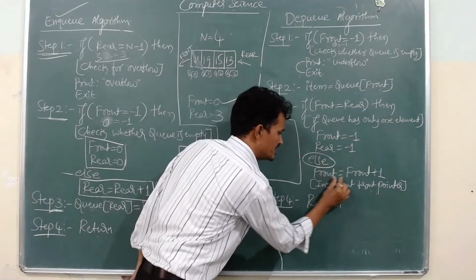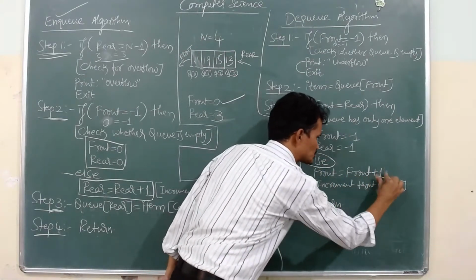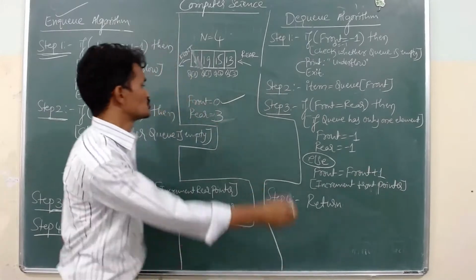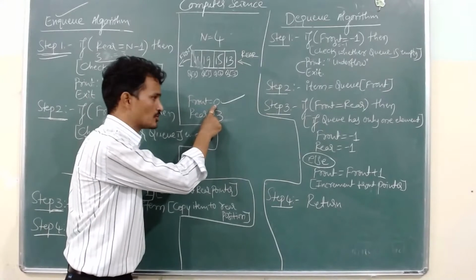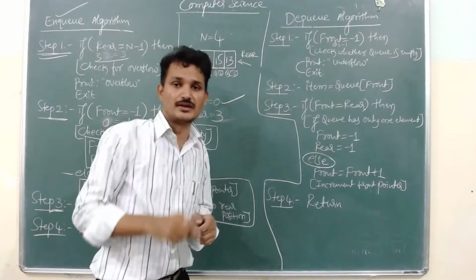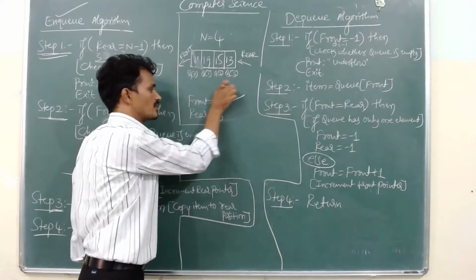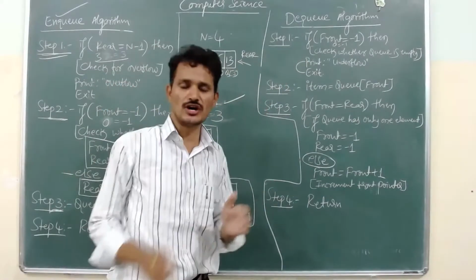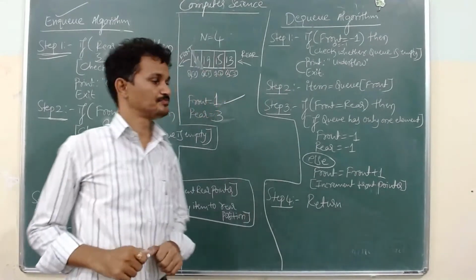That is, front is equal to front plus 1. So, front is 0. I am increasing the front pointer by plus 1. Now front becomes 1. Last time it was 0 and this time 1.